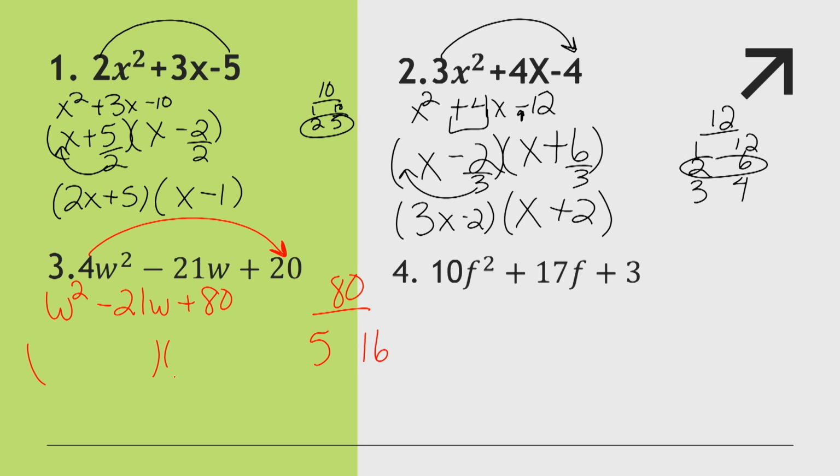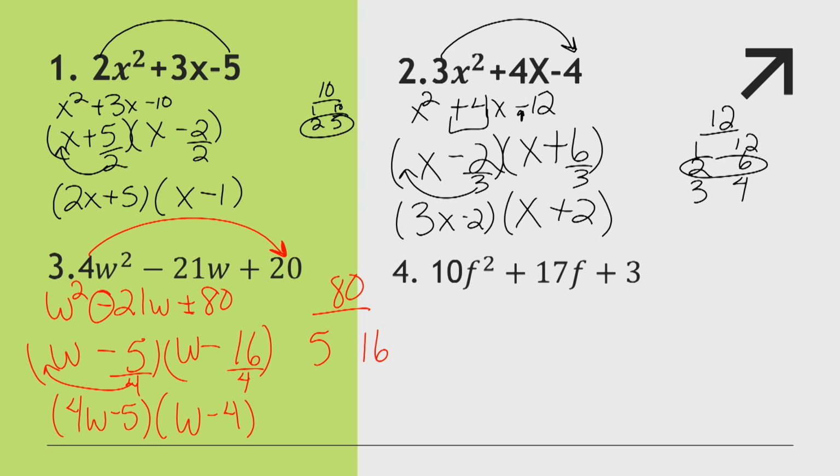So then I'm going to build my binomials. I have a 5 and 16. My second operation is addition, so both of my binomials are going to have that first operation. Then I have my w and w. I started this problem out by multiplying my a into my c, so I'm going to divide it back out. 5 over 4 does not reduce to a whole number, so I'm left with bringing my bottom up, and I have 4w minus 5. 16 over 4 does reduce, so I'm left with w minus 4. Good job.